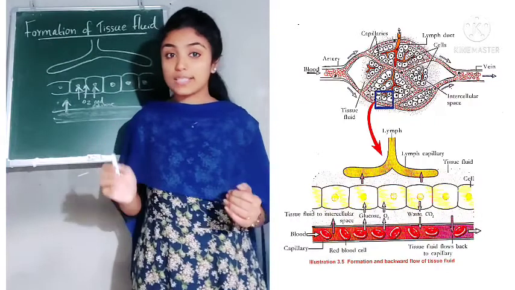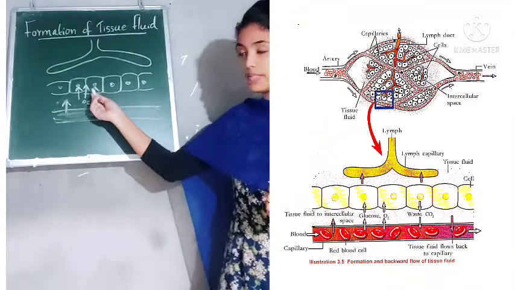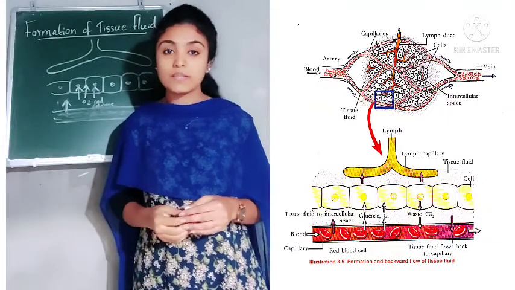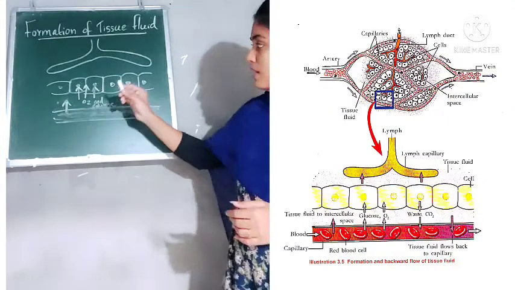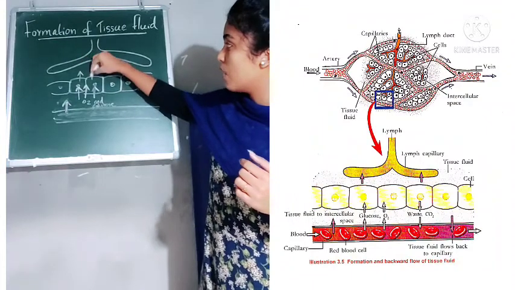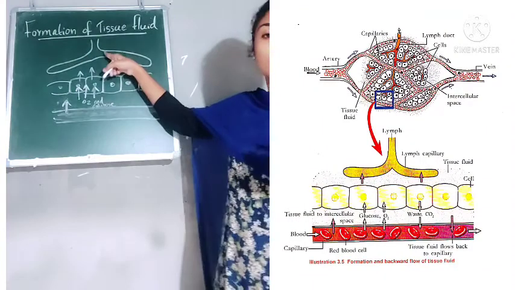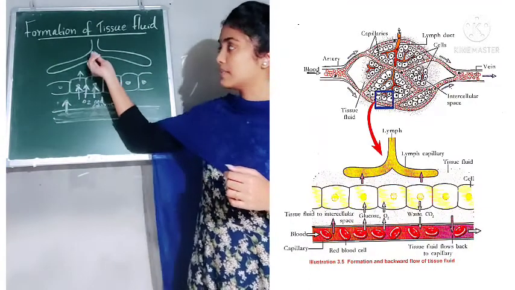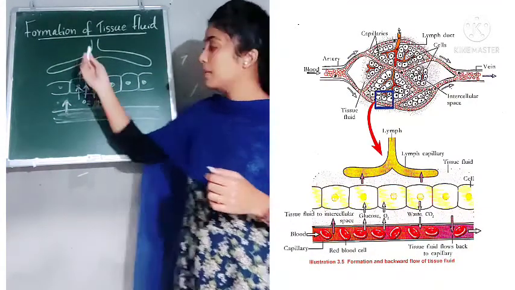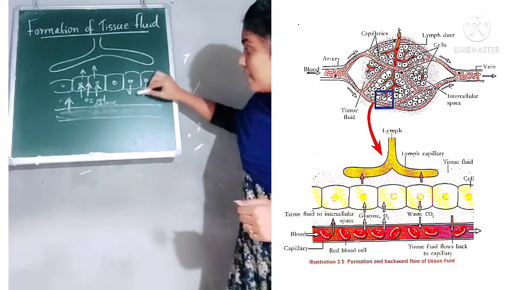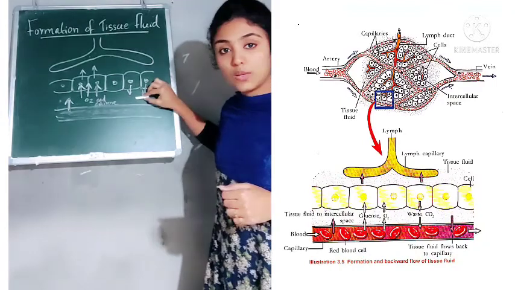So now the cells get oxygen and glucose. So the cells can utilize it for various life activities, and after that, a little amount of fluid also enters into lymph capillary. But the remaining part of the fluid re-enters again into the intercellular space.